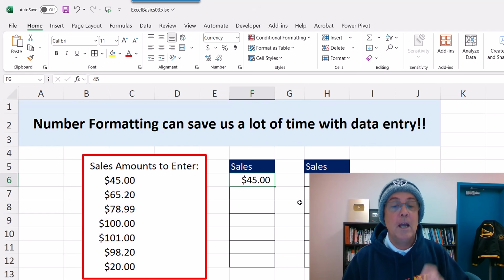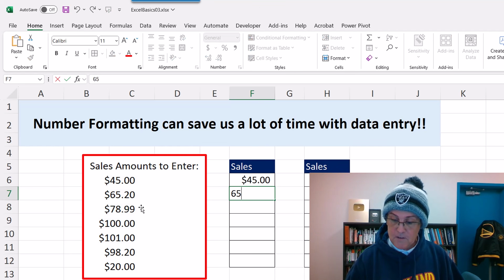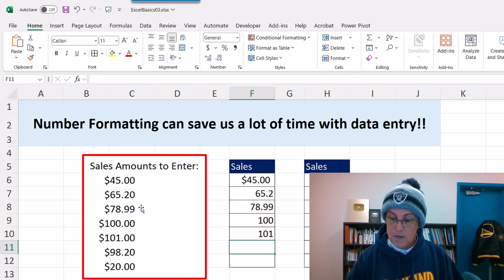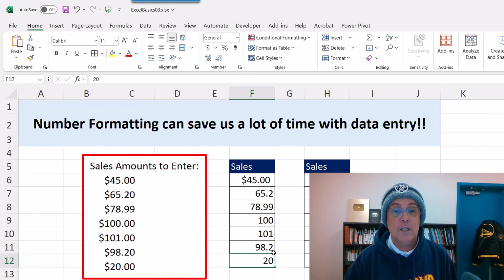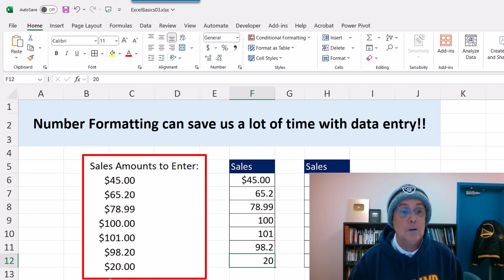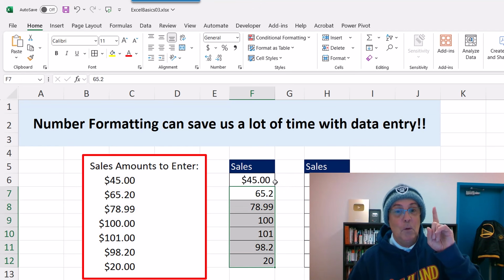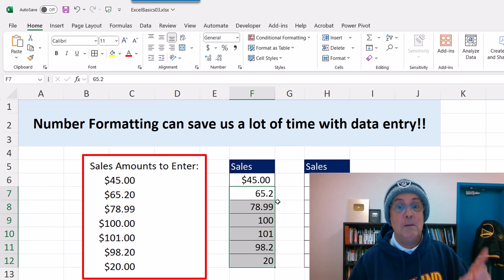Now, there's 2 ways we can speed up data entry. One is to just type the significant decimal, so 65.2, enter, 78.99, enter, 100, enter, 101, enter, 98.2, and 20. I can already tell right here that saved me 4 clicks, decimal 00 and the $. Now I can simply highlight. Actually, I'm going to leave that there and show you something important about currency as you type.